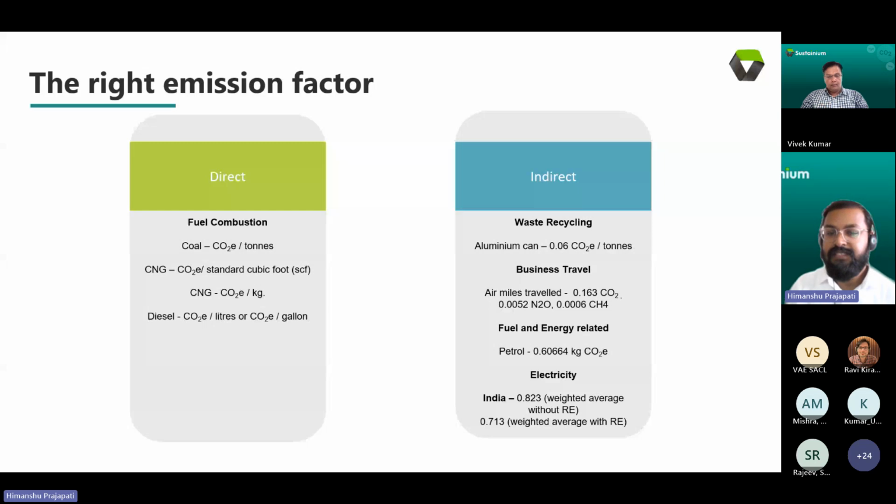Again, there's an example of electricity. So like for example, in case of India, there is 0.823. This is 2023 values. This is weighted average without renewable energy. And then there is another value which is 0.713, which includes renewable energy. So one has to decide whether they want to factor in the respective renewable energy which is fed to the grid or not, right? So all of these are very important factors with respect to choosing the right emission factor.